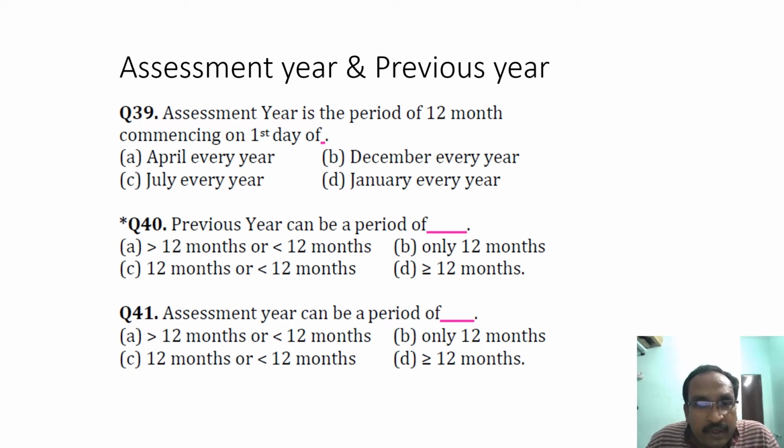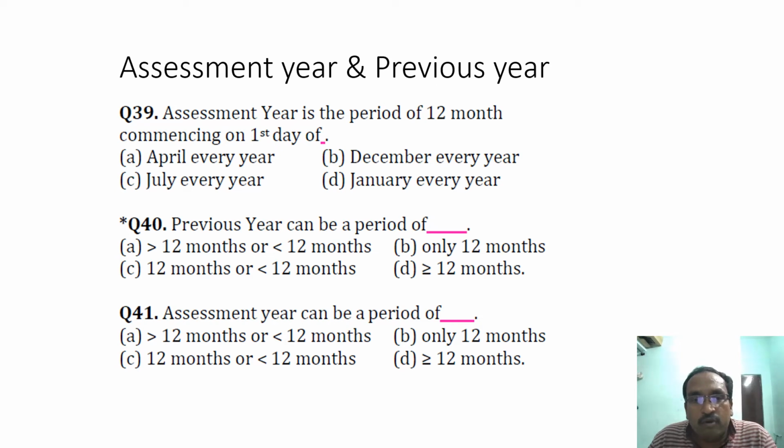Previous year can be a period of less than 12 months, or only 12 months, or greater than 12 months? No, previous year cannot be more than 12 months. We cannot say only 12 months, so A is wrong, B is wrong, D is wrong. It is 12 months or less than 12 months.